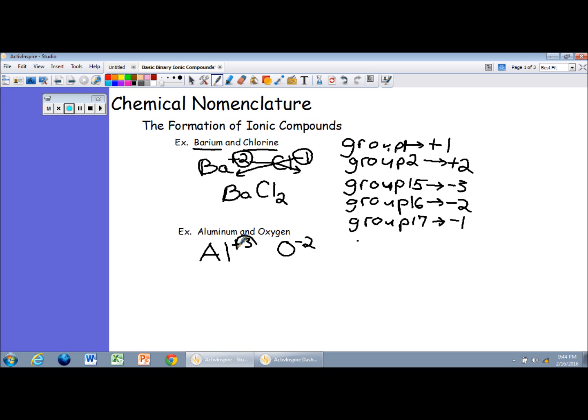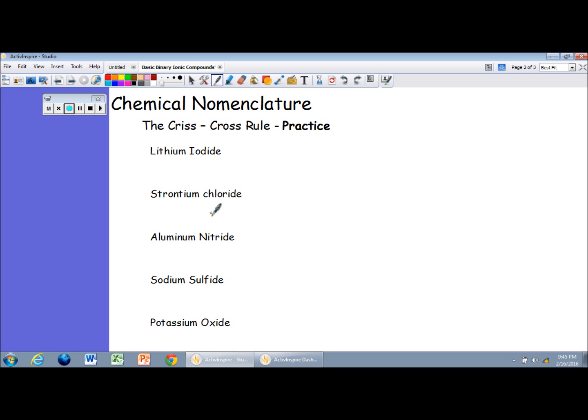Now, all we're going to do is switch. So Al gets a 2 subscript this time, and oxygen gets a 3. The reason we do the crisscross rule is because we want the charges to equal 0. So by crisscrossing, we get the right number of cations to the right number of anions. So next page. We're going to go through a couple more examples together. Now if you want to do these examples on your own, go ahead.